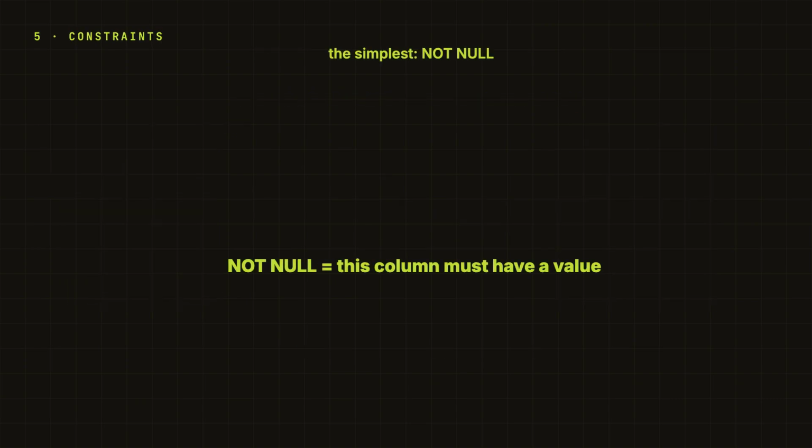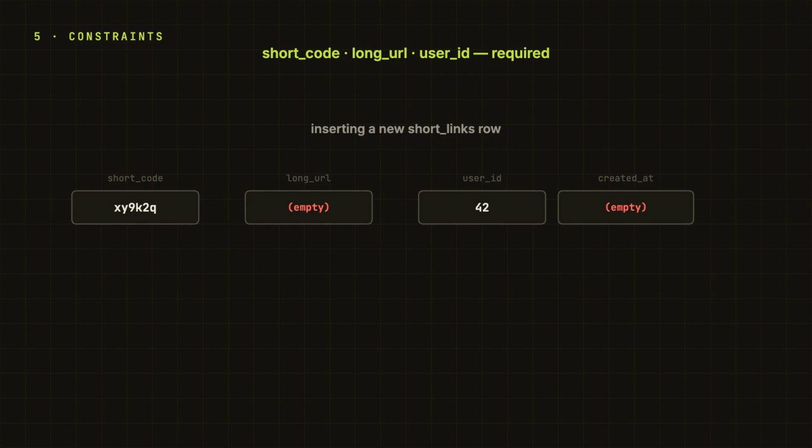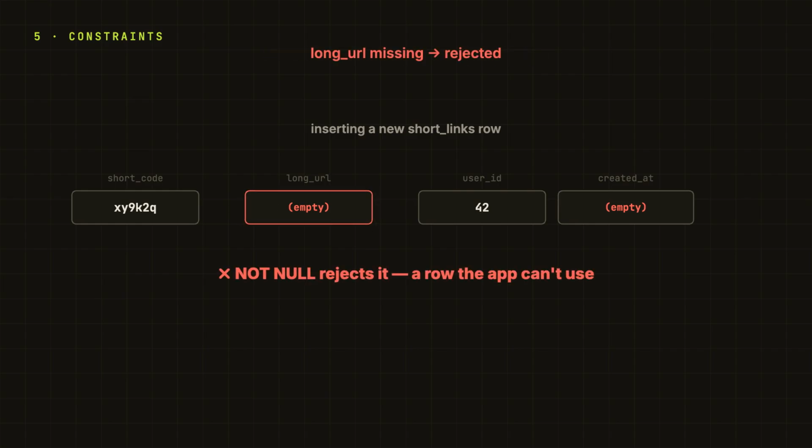The simplest constraint is NOT NULL. It means this column must have a value. For a short link, short code can't be missing. Long URL cannot be missing. User ID probably cannot be missing if every link belongs to a user. Without that rule, you can insert a row that the app can't even use.